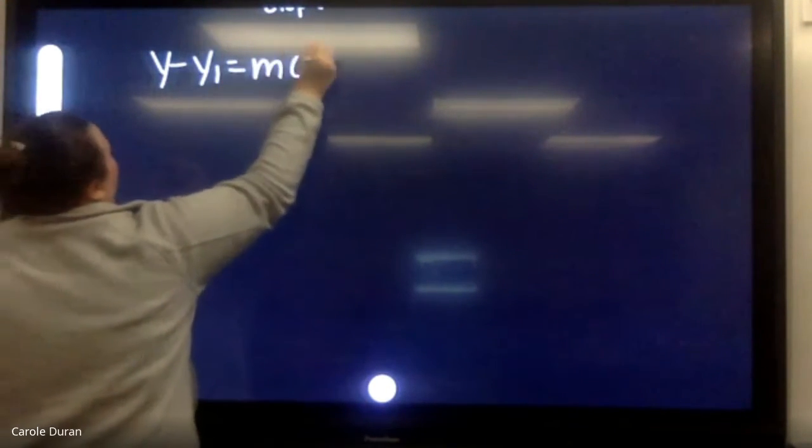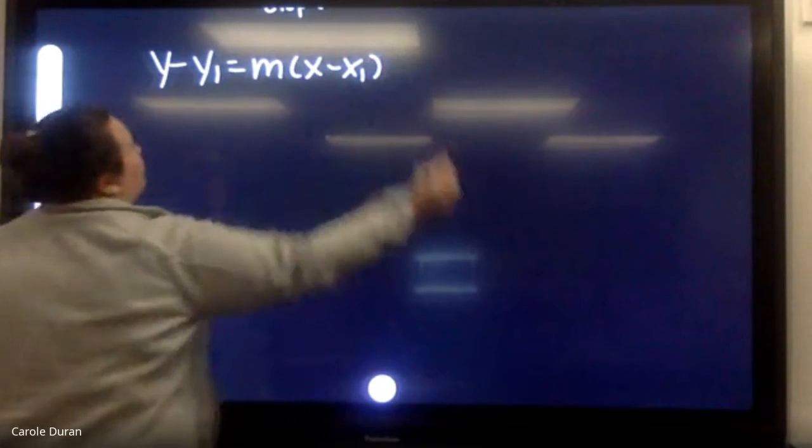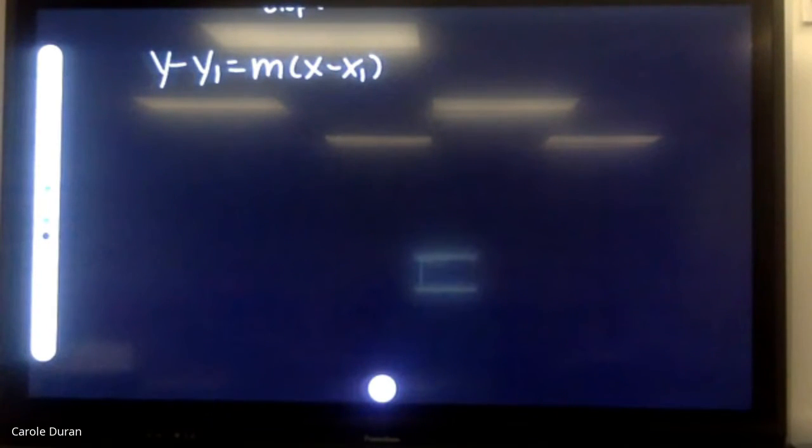Okay, number 3 says to write the point slope form of the equation of the line through the given point with the given slope. So the first thing I need to know is what point slope form is. Does anybody remember? What is it? y minus y1 equals m times x minus x1. Are we gonna be able to have a cheat sheet? Your review is your cheat sheet. So x1, y1 is a given point, m is a given slope.